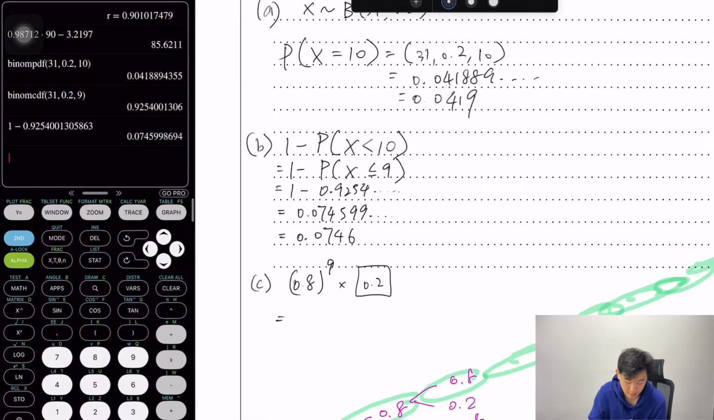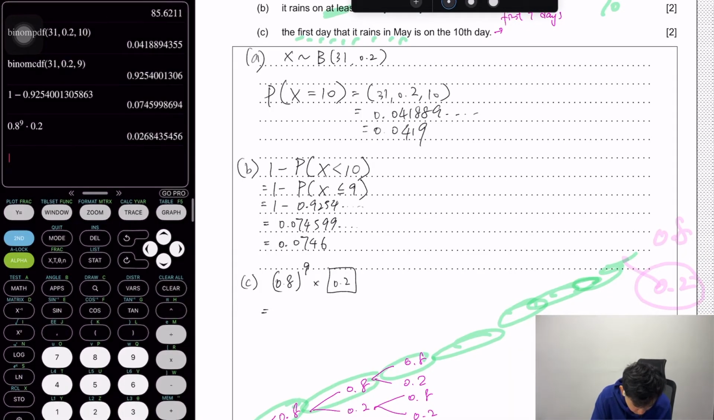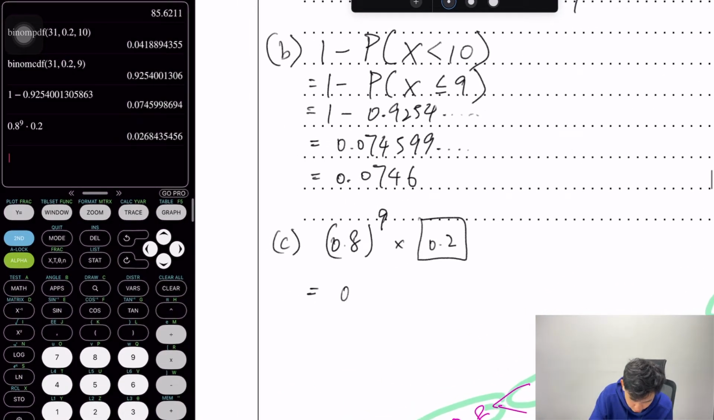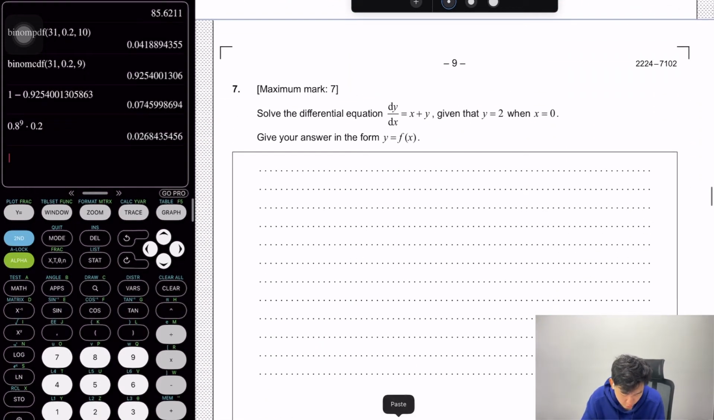Does it make sense? Because it has to go in the streak. So you use 0.8 to the power of 9 and then times 0.2. You're going to have 0.0268. Yeah, that's it. So that's going to be 3 significant figures. Nothing too special. Question 7.